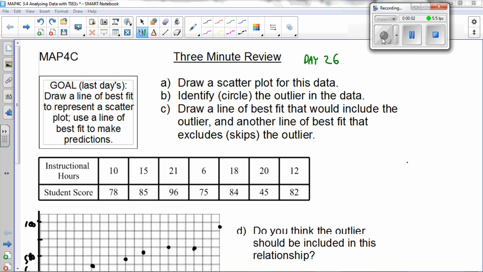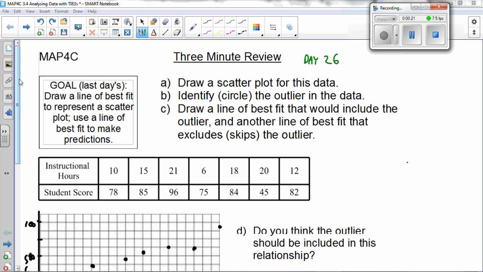All right, MAP4C, day 26. The lesson is 3.4, titled Analyzing Data with TI-83s. This is going to be kind of weird for you to follow along once we get into it, because it's nice to have a graphing calculator available.